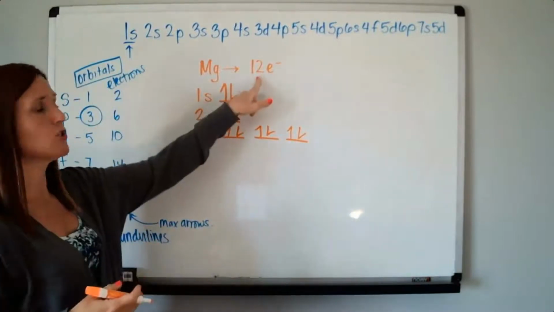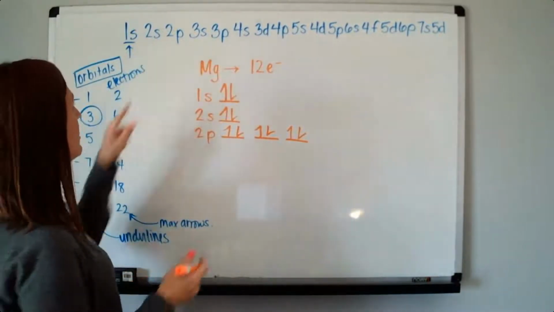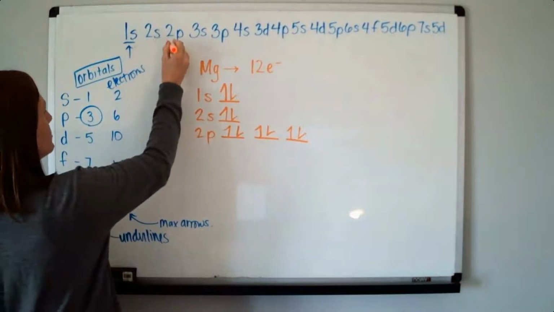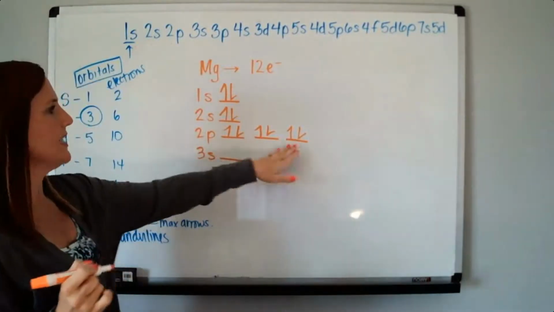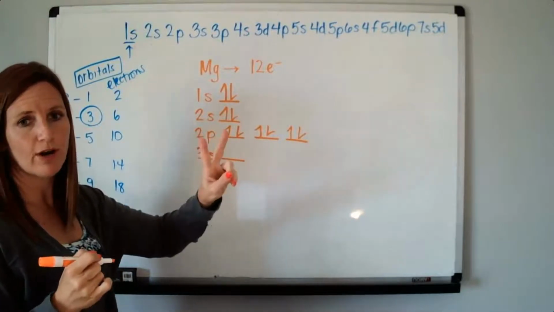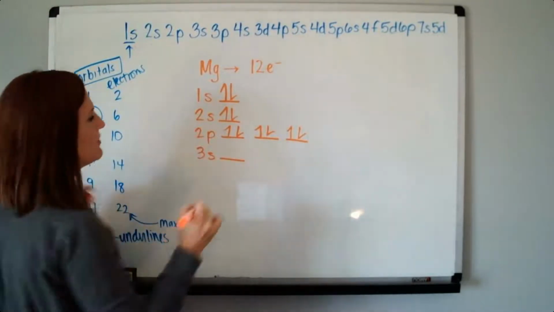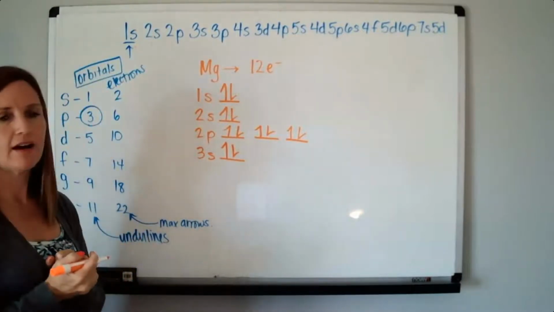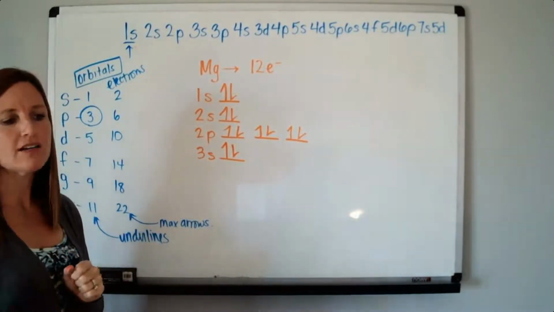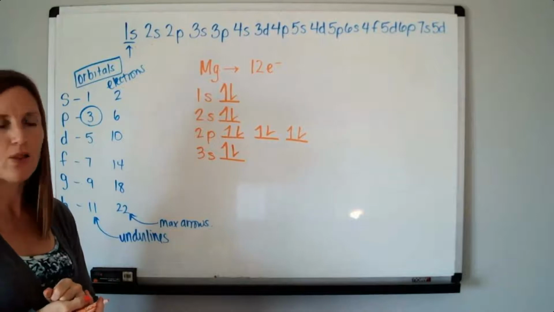I'm still not to 12 yet, so I have to keep going. I've done 1s, 2s, 2p. Now I'm going to 3s is next. I have 10 so far. I need to put in 2 more arrows. That's exactly how much space I have. So I'm going to go 1 up, 1 down. There is magnesium. For our next one, we're going to look at aluminum.